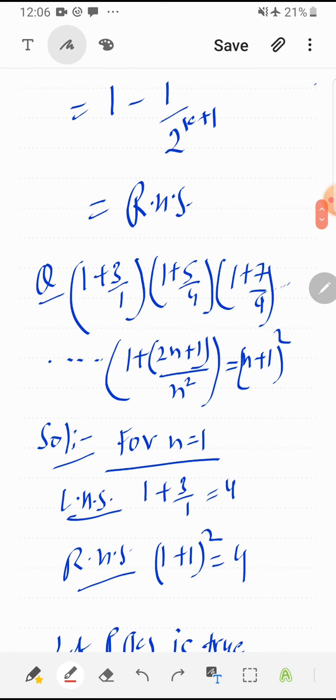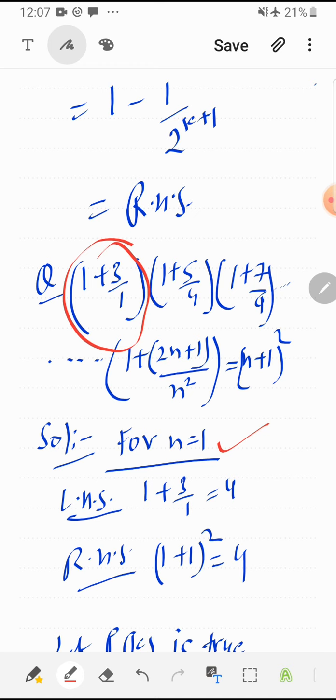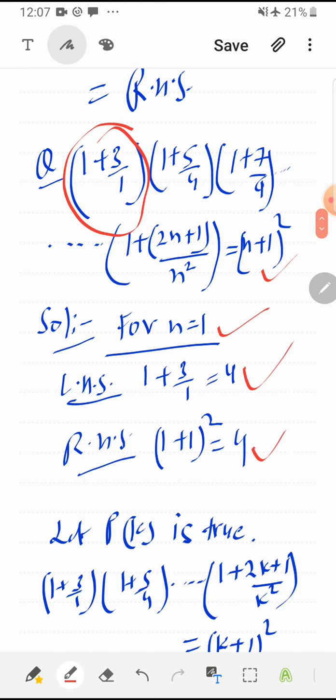Now sometimes in a question of PMI there are not terms but basically factors. So the left hand side of this expression is a single term containing n factors. So what I am going to do, the principle is the same. I am putting n is equal to 1. So the left hand side is the first factor only, which is 1 plus 3 by 1 or 4. In the right hand side I am putting n is equal to 1 which is 4. So the result is true for n is equal to 1.